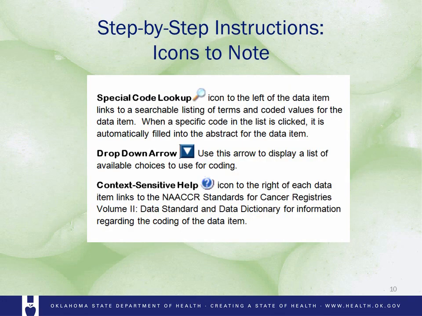We really want you to get familiarized with these icons because they are extremely helpful when trying to navigate through a new abstract. Some fields will have a search icon which looks like a magnifying glass. When you click on this icon, it will display a search box and a list of available choices for coding. A few fields will have a drop-down arrow. Use this drop-down menu to display a list of available choices for coding.